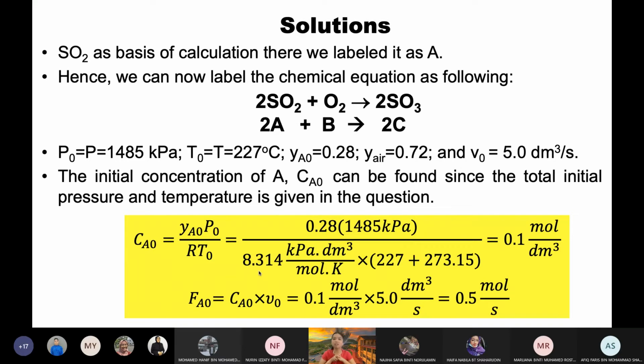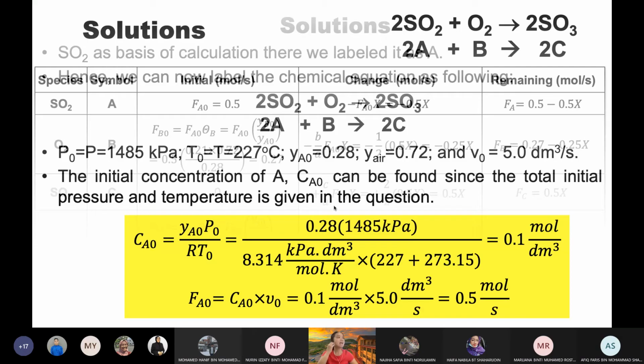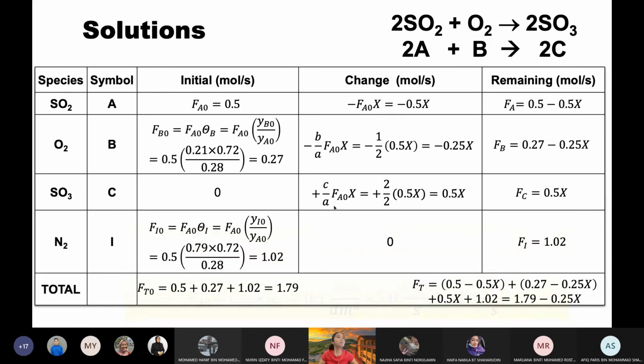So if you realize in the question, dia tak suruh pun cari FA0. Tapi kamu kena tahu sendiri, nak buat table, kena ada FA0. FA0 tak ada, kena boleh cari menggunakan CA0 multiply with epsilon naught. Tetapi CA0 tak ada, kena tahu sendiri. Kalau gas phase, CA0 kita boleh cari menggunakan either gas law. So the correlation between the equations are very important for you to understand. Okay, dan next, dah tahu FA0, dah boleh buat table.